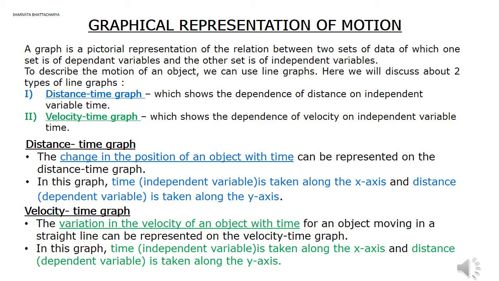We all know that a graph is a pictorial representation of the relation between two sets of data. Here we'll be learning two types of graph. One is the distance time graph and the second one is the velocity time graph. In both cases, time will be plotted along the x-axis, that is the independent axis. For the distance time graph, we are showing the change in the position of an object with time, and in the velocity time graph we are showing the variation of velocity with time.